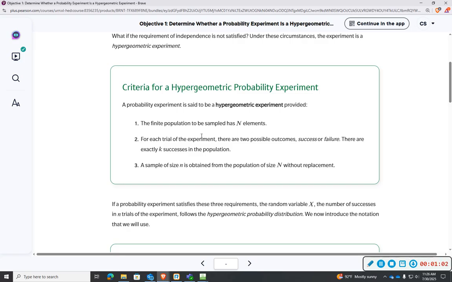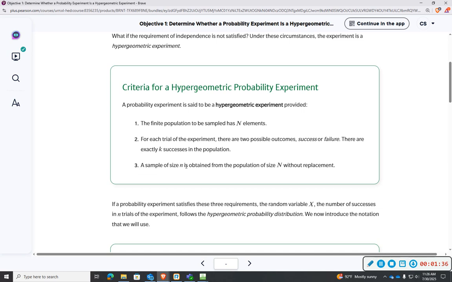For each trial of the experiment, there are two possible outcomes, success and failure. There are exactly k successes in the population. So there's two groups, one that we desire, one that we don't. The example I like to use is the lottery. There's a bunch of numbers that you choose from. There's going to be a certain few numbers that are correct. I think in some lotteries there's 3, some there are 5, depending on which one you play. But there'll be a certain set of numbers that you want to get. Those will be the successes. Everything else will be a failure.